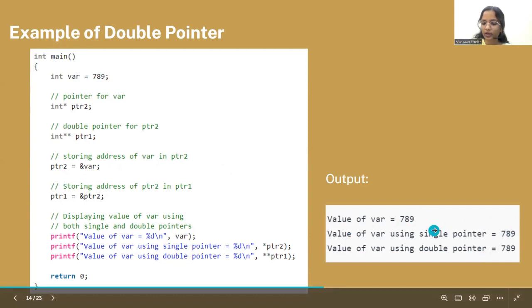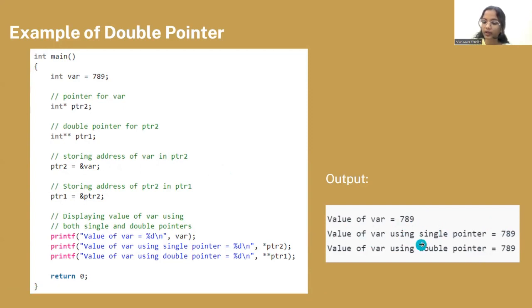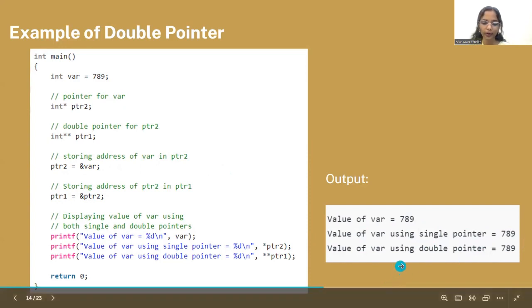So the value of the variable is 789. The value of the variable using the single pointer is also 789, and the value of the variable using the double pointer is also 789.